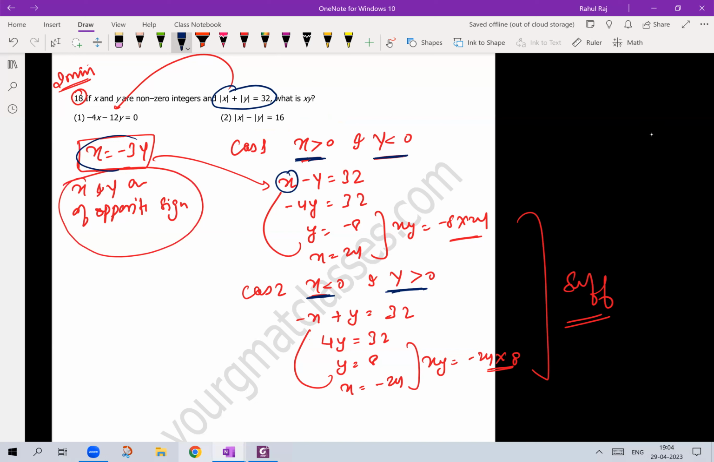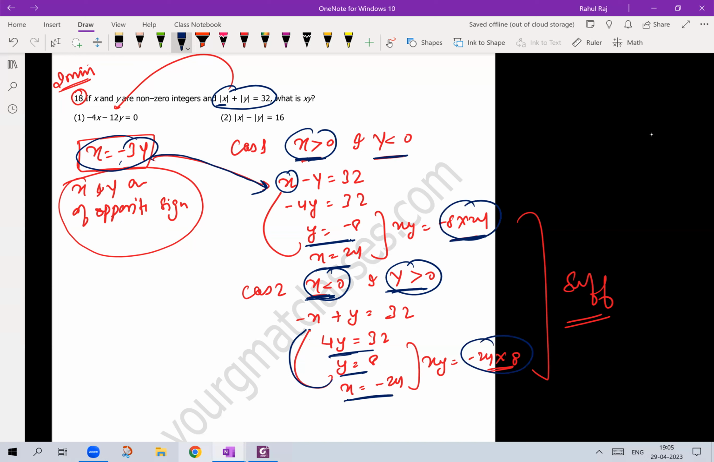Now I've just put the value of x, minus 3y from statement 1, into the information, and I've got y is equal to minus 8. I put it over here and I'll get x is equal to 24. So xy is 24 times minus 8. In case 2, I've just done the opposite, taking x negative and y positive. I have evaluated my information, and it comes as minus x plus y is equal to 32. x is given as minus 3y in statement number 1. Just use this. You will get 4y is equal to 32, y is equal to 8. You plug it over here, you will get x is equal to minus 24. So in statement number 1, in both the cases, we have got xy as minus 24 into 8. That's it.